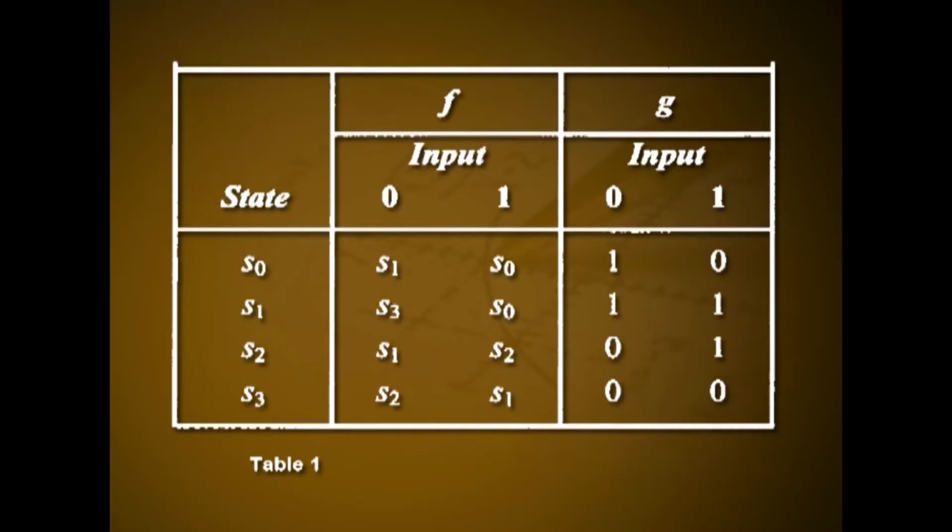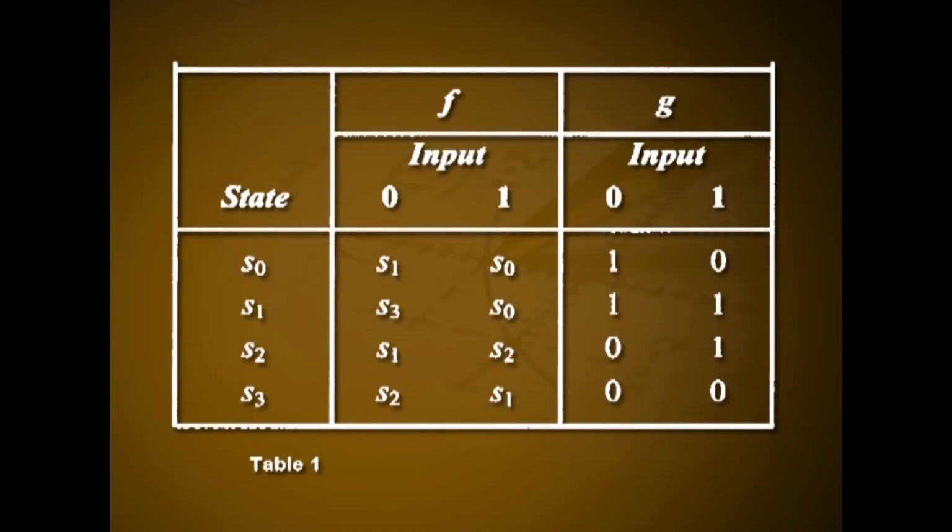We can use a state table to represent the values of the transition function f and the output function g for all pairs of states and input. We will see one example. The state table shown in table 1 describes a finite state machine with S equal to the set {S0, S1, S2, S3}, I equal to the set {0, 1} and O equal to the set {0, 1}. The values of the transition function f are displayed in the first two columns and the values of the output function g are displayed in the last two columns. You can see in table 1 the different states S0, S1, S2, S3 and the corresponding input and output functions.